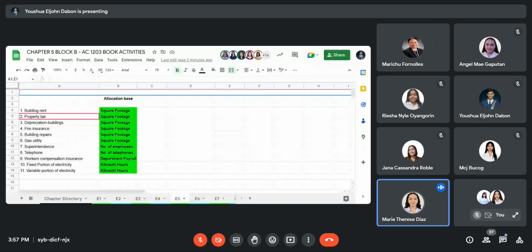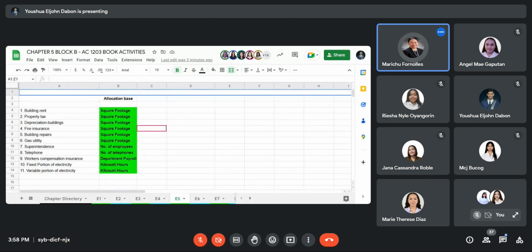So for number 1, building rent, it will be allocated based on square footage. Correct. Number 2, property tax should be allocated based on square footage again. Number 3. Depreciation for buildings, square footage. Fire insurance, square footage. Number 5. Building repairs, square footage. Number 6. Gas utility, square footage. Number 7. Superintendents, it will be allocated based on the number of employees. Number 8. Telephone, number of telephones.